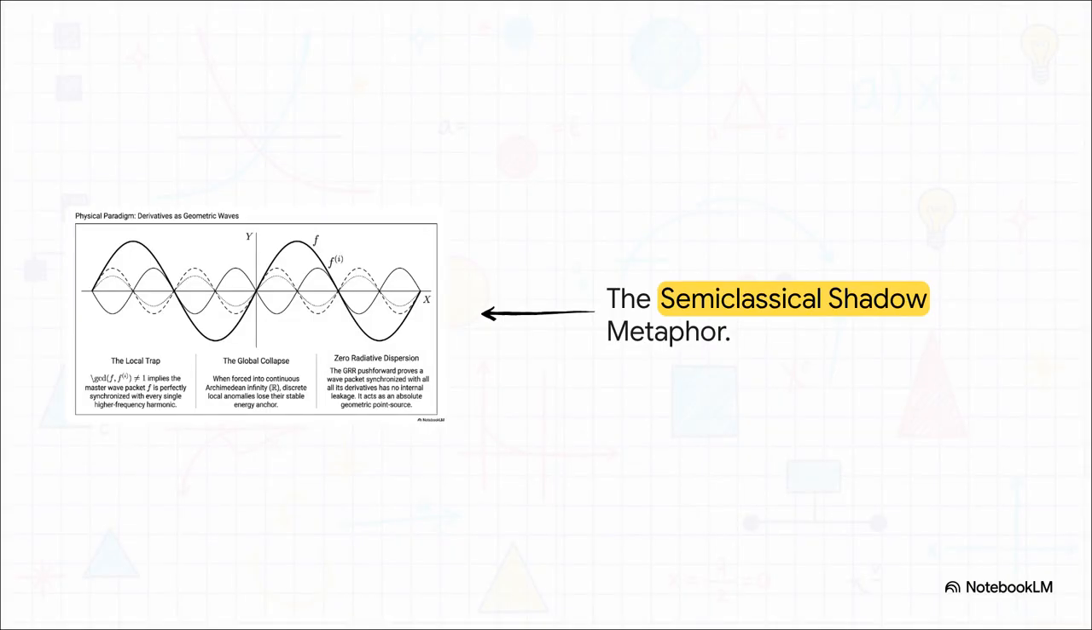Let's explore the profound physical interpretation of this math because it's fascinating. Here, the derivatives actually act as geometric waves. As you can see, the master wave packet F is perfectly synchronized with every single one of its internal, higher-frequency harmonics, the derivatives. When the system is forced into the continuous Archimedean infinity, those discrete local anomalies lose their stable energy anchor. The math proves that a wave packet synchronized with all its derivatives has absolutely zero radiative dispersion, no internal leakage whatsoever. It acts as a pure absolute geometric point source.